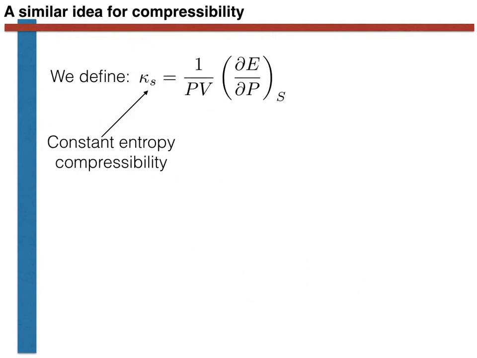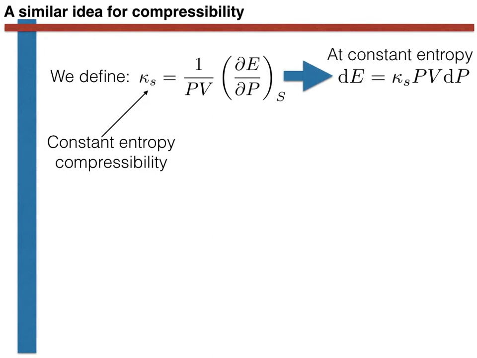This time we are going to look at the constant entropy compressibility, which is given the symbol kappa underscore s. We will initially define this quantity as 1 over PV multiplied by the partial derivative of the internal energy with respect to the volume calculated at constant entropy. If we once again exploit the fundamental theorem of calculus and rewrite this as the lazy man's integral, i.e. if we write this as an integral without integral signs, we arrive at the following expression, which only holds if the entropy is held fixed during the transition.